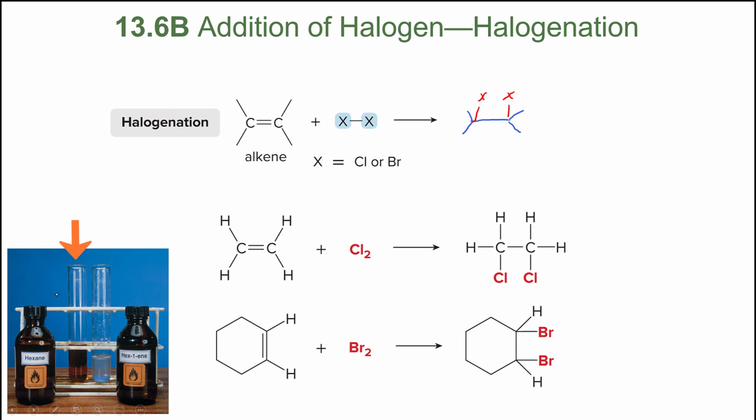So if we have hexane, we add bromine to that, and it does not change color because the bromine doesn't react with that. So Br2 is present. And in hexene, there's no color in the flask anymore because Br2 has reacted. And so it is colorless. And that's how we know there's an alkene present.